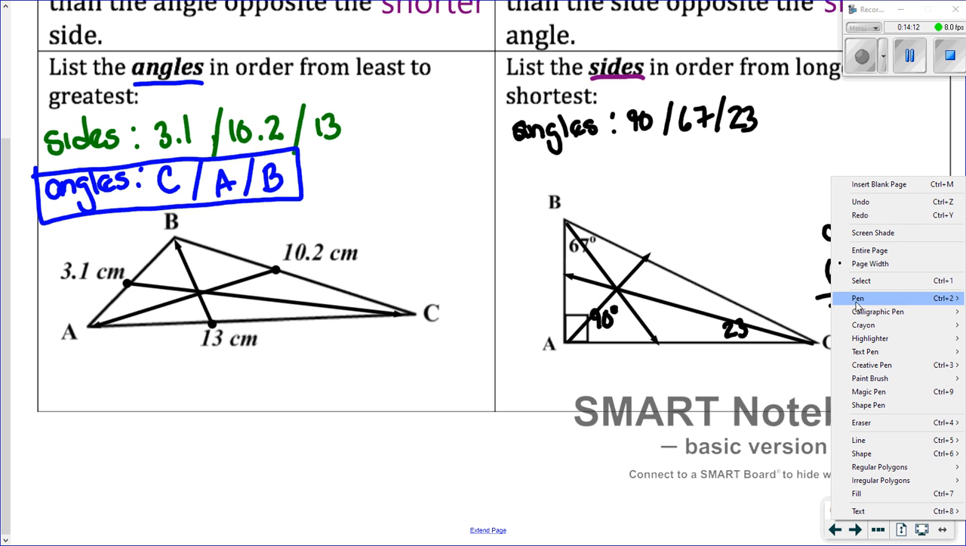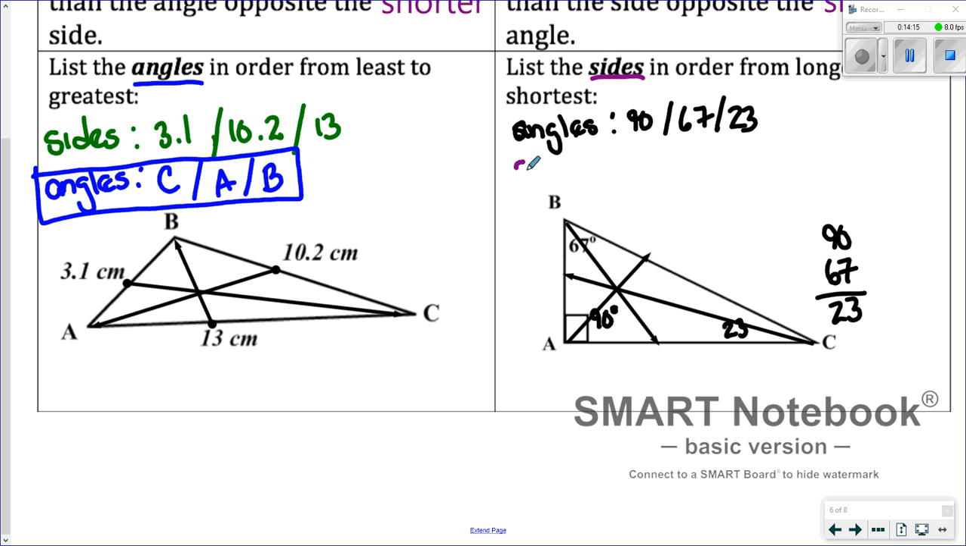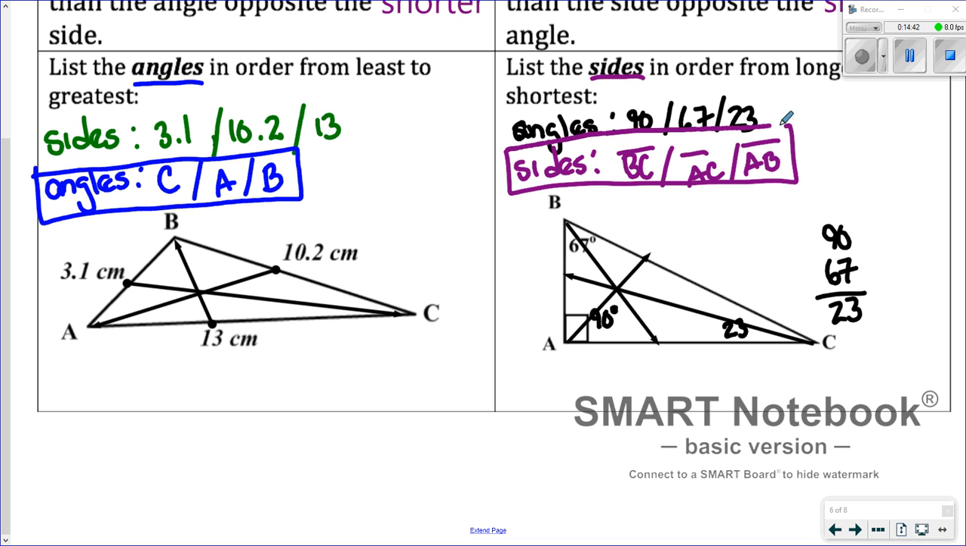Now they want us to find the sides and list them from greatest to least. The one that says 90, I'm going to look at the opposite. That's my segment BC. Then the next one is 67. The one that's opposite is segment AC. And the side that's opposite the smallest angle is side AB. I'm going to box this because that's what they were asking us to look for. So BC is the biggest, then the next biggest is AC, and the smallest, or the shortest, is AB.